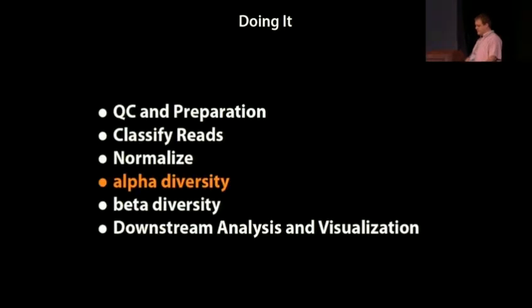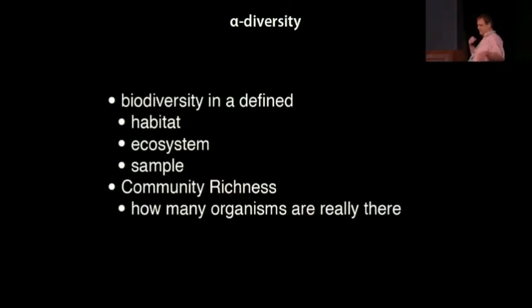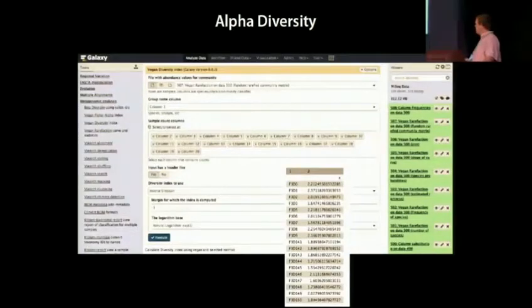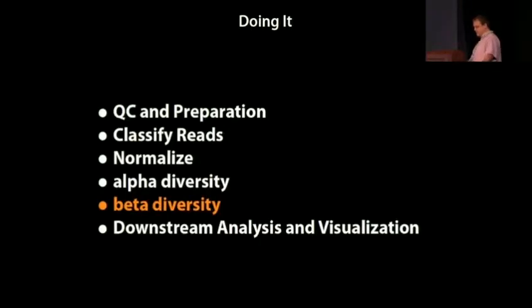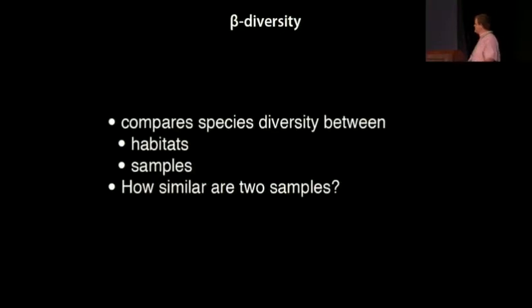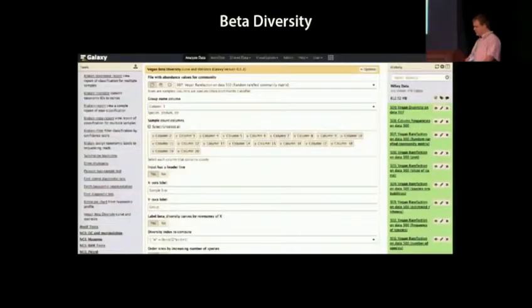You want to calculate various measures of diversity. There are two different types of diversity: alpha diversity and beta diversity. Alpha diversity is basically the diversity within one sample, and it's an estimate of community richness, how many organisms are really there. We have a vegan tool available inside of Galaxy that will allow you to calculate these values. Beta diversity is the diversity between your samples, and you can use this to compare how similar your samples are to each other.